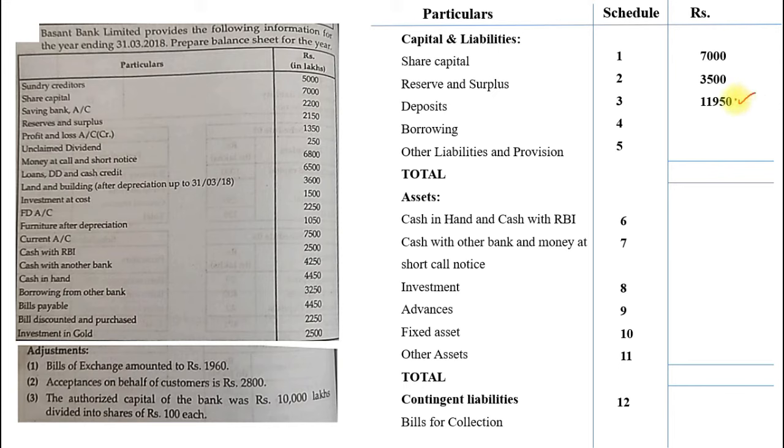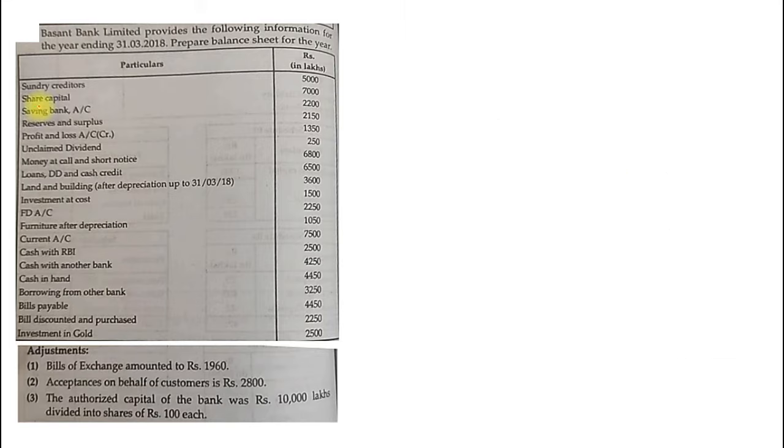Next is borrowings. Under borrowing, we have to search if the bank has made borrowing from any other banks. So let us see schedule number 4. See, share capital has been done. Saving bank is done. Reserve is done. Profit and loss is done.